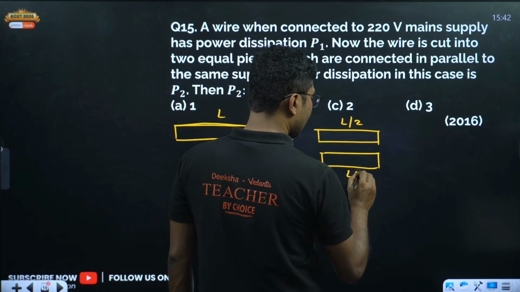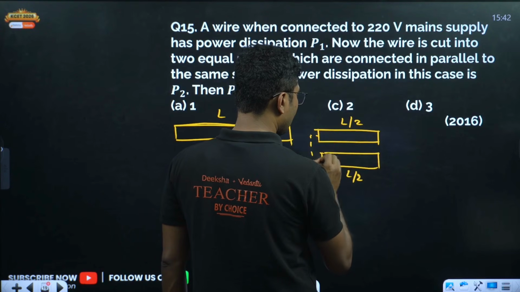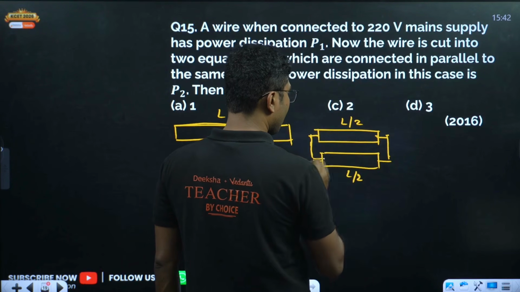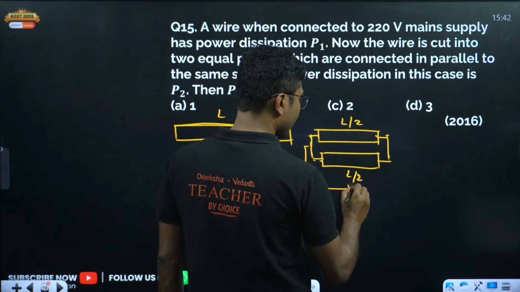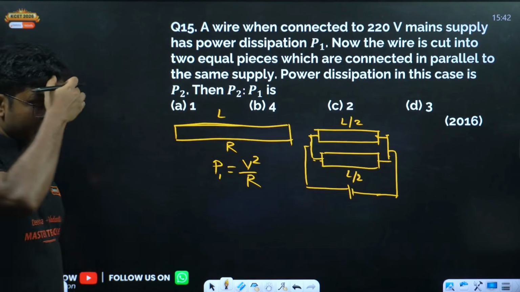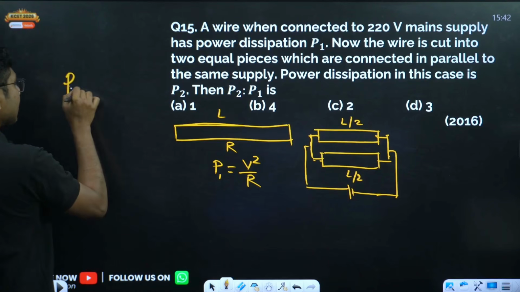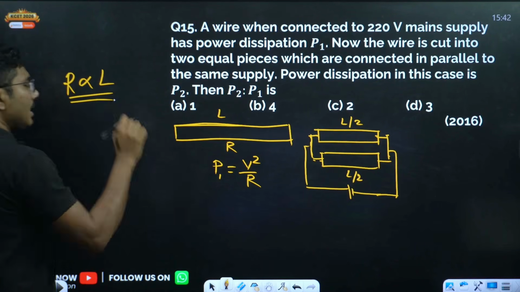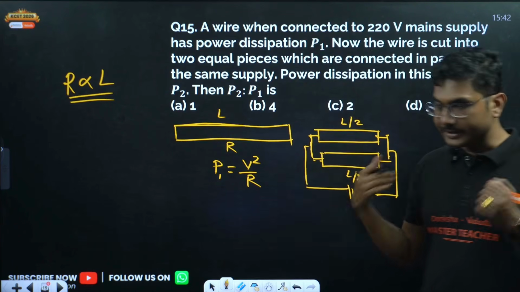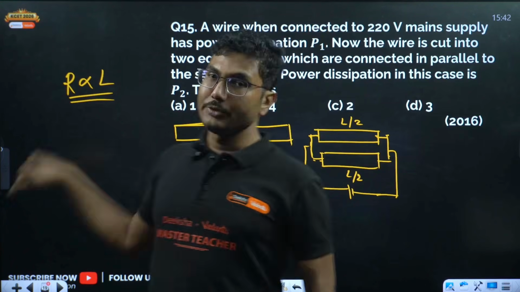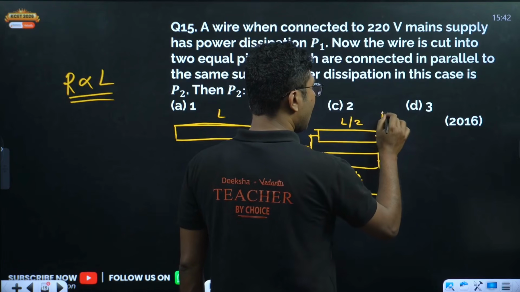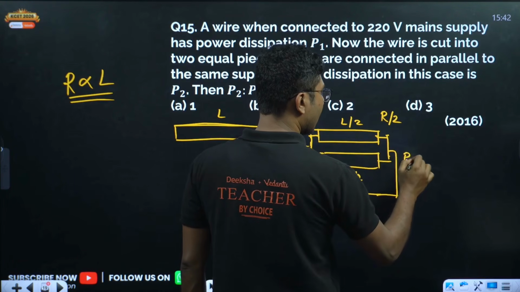Right, now we connected them in parallel. Again we have connected them across the same voltage source. So what is the power dissipation now? Remember that resistance of a wire is directly proportional to length. Here obviously because you are cutting, area, resistivity etc. remain constant. So if you cut the wire by half, then the resistance will also become half. So R by 2 is the resistance.